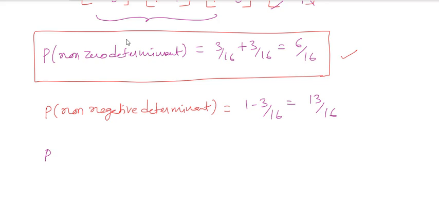Similarly, one more thing: zero determinant. If I ask you what is the zero determinant probability, non-zero will be 6 by 16. Zero determinant means what?